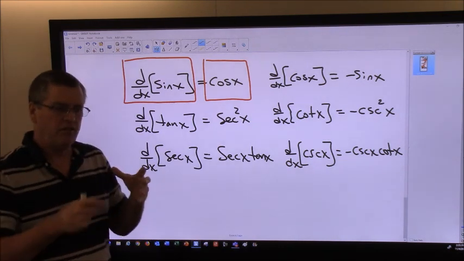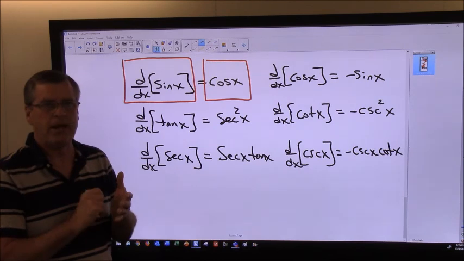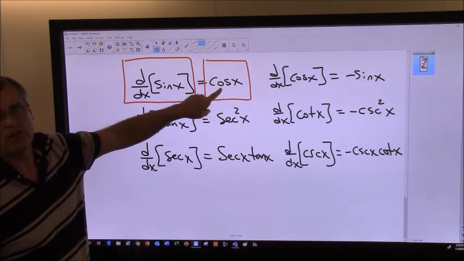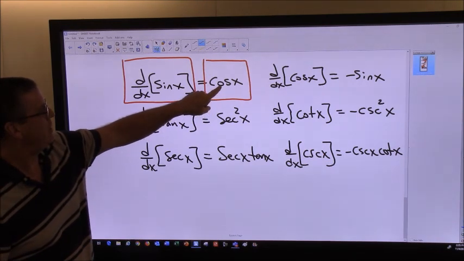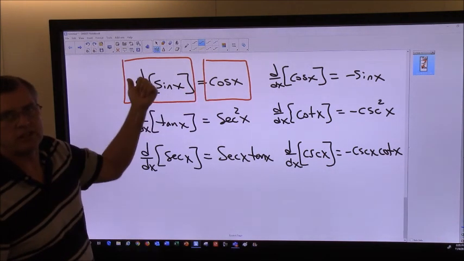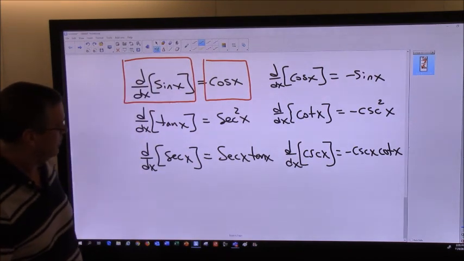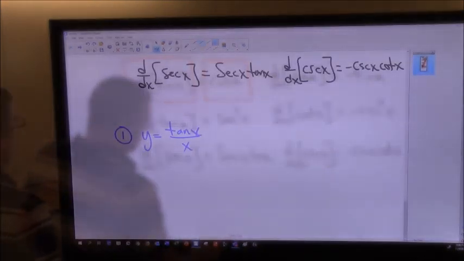You've heard people say this before, if you can do things forward and backwards, you really understand what's happening. You can look at the answers, kind of play Jeopardy, cosine of x. What did I take the derivative of to get that? And work your way backwards, okay? All right, so let's do a couple problems.